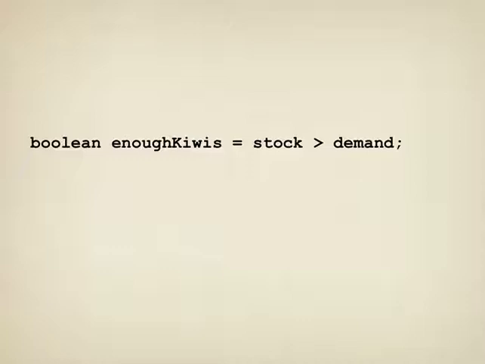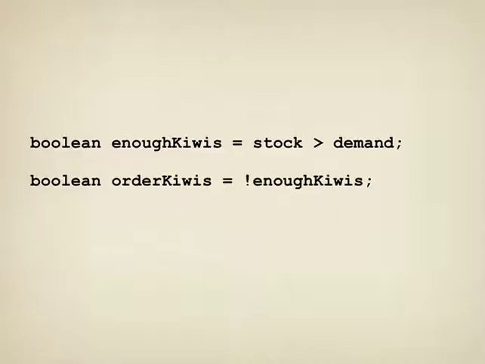How do we know when to order more kiwis? Well, we order more kiwis when we don't have enough. And to find that out, we use the bang. That's all there is to bang. Bang something, where something is a boolean, just says, if the thing is true, I give you back false. If the thing is false, I give you back true. That's all the bang does. Let's look at and, or. We'll start with and.